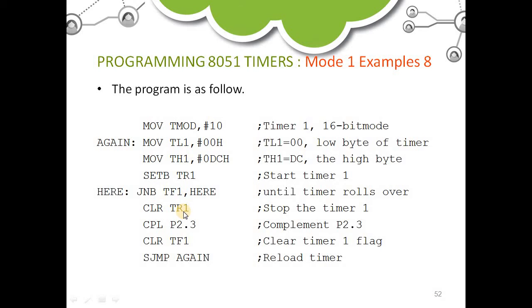So we need to stop the timer, complement the particular pin, that is the 4 to 3rd pin, and then clear the overflow flag. And then since it's a square wave, I need to keep on repeating continuously. So I'm jumping back to read. Reload the initial value, start the timer, wait for the time delay to elapse, complement the port. Clear the overflow flag, again repeat the process. Reload, start the timer, wait for the time delay to elapse, complement the pin, clear the overflow, repeat the process.